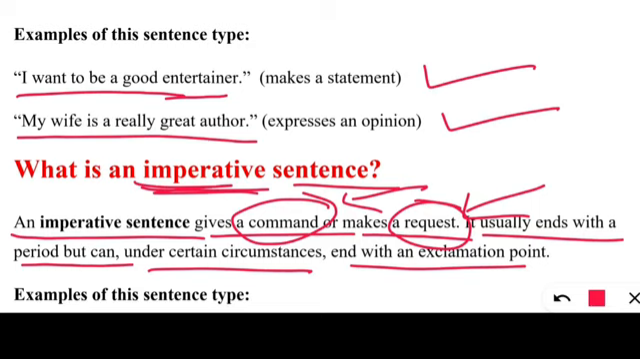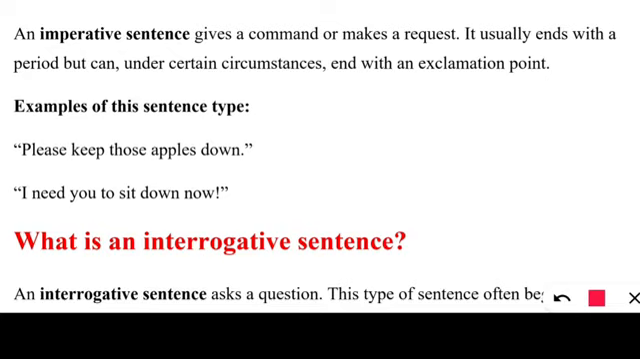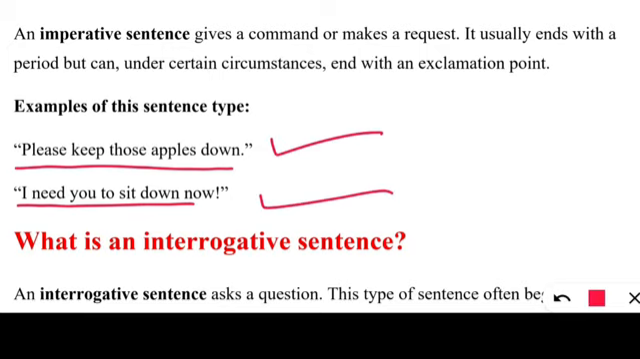It ends with a full stop, but sometimes it might end with an exclamation point as well. Exclamation means this mark. Let's look at the examples as well. "Please keep those apples down." "I need you to sit down now." This is a request and this is a command. Okay. Now next is the interrogative sentence. These are easier than any other type of sentences.